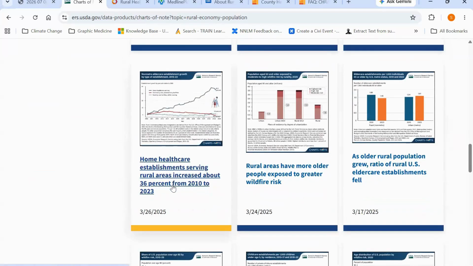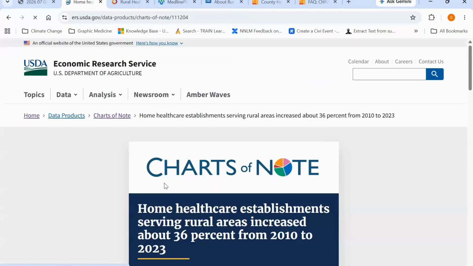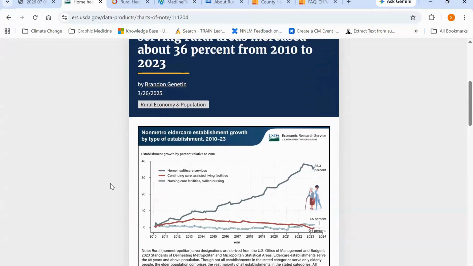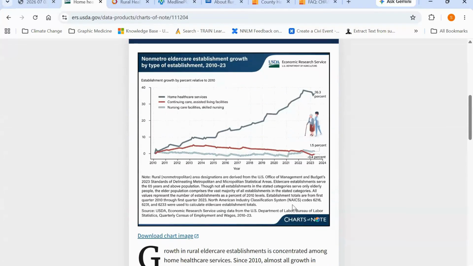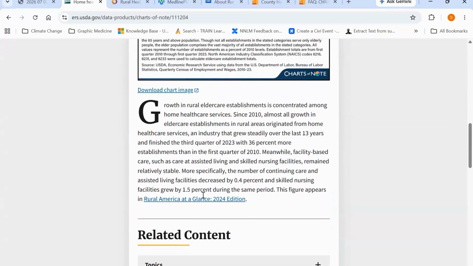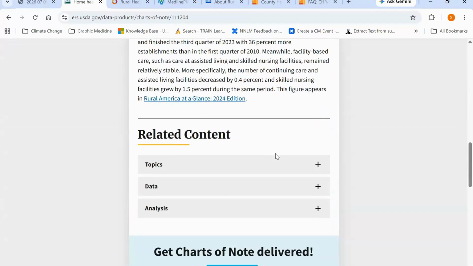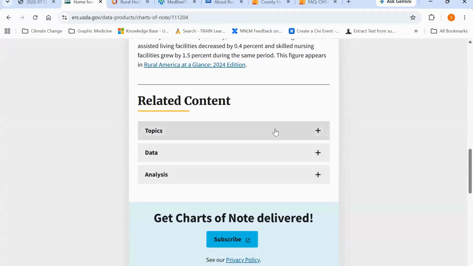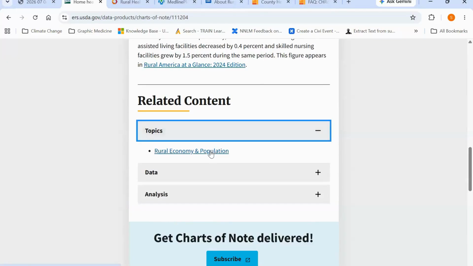And so I want to come down here to the home health care establishments for serving rural areas increased about 36% from 2010 to 2023. And so when we click into that, we can see the chart, and it's talking about what had been mentioned earlier, that the aging population means that non-metro elder care establishments have been growing. And so we have a chart with some notes, and then we have the discussion, explanation of what's going on. And then we also have our links for more information.